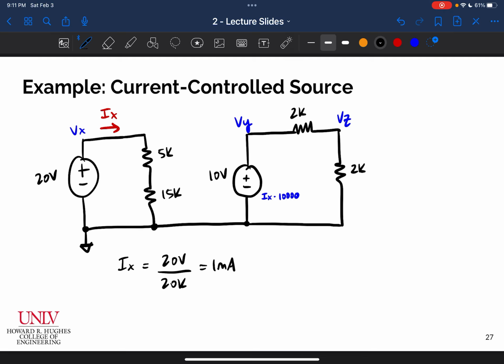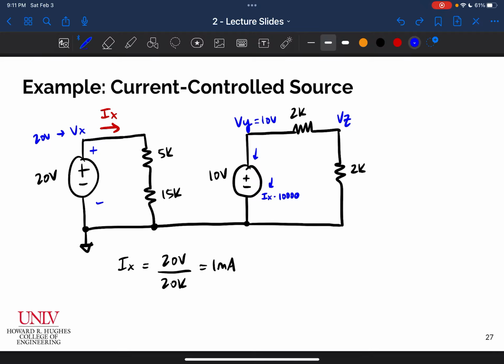Okay. And so obviously I know right off the bat that Vx is 20 volts just because this is a voltage source connected to ground. We should have no problems with that anymore. I know Vy should be 10 volts because that's just a voltage source connected to ground here now, once I determine what Ix is. So hopefully that's clear, that once I determine what my gain times my input is to my dependent source, then the source really just behaves just like any other old independent source at that point.